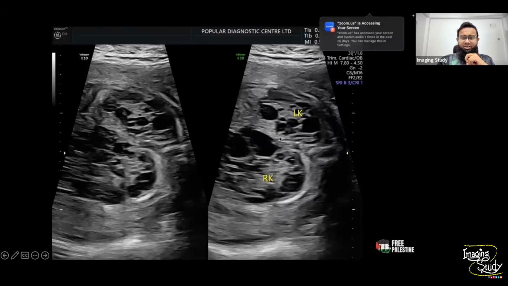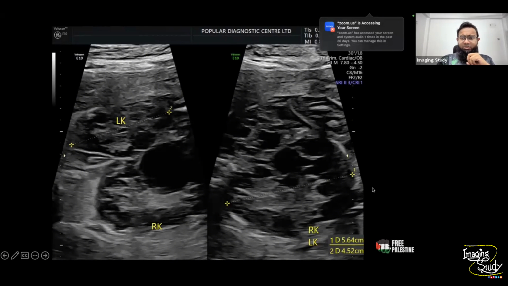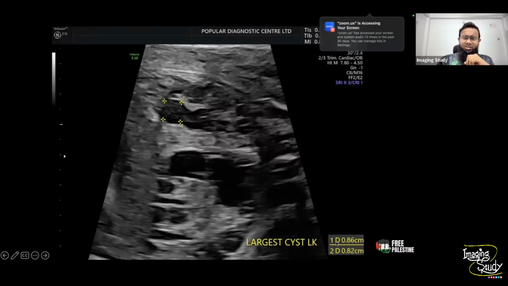You can see both kidneys are enlarged. This is the right kidney and this one is the left kidney. It was a breech presentation, so clockwise, this one is the right and this one is the left. The right kidney was more in size, like 5.6 centimeters. It's very big, and the left one is 4.5 centimeters. Both are enlarged with multiple cystic spaces.